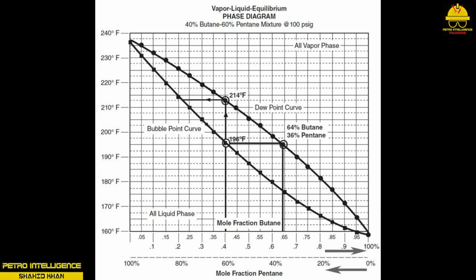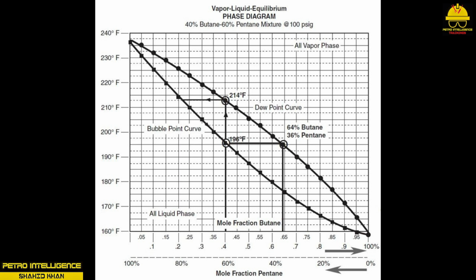It is important to remember that the bubble point is defined as the specific temperature where the mixture first produces vapor. The dew point is defined as the temperature where the first drop of liquid forms. Looking at the curve, we see that the bubble point for our mixture is 196 degrees Fahrenheit at 100 psig. If we had a mixture that included a butane mole fraction of 0.6, or 60%, and 40% for the pentane, the bubble point would be 180 degrees Fahrenheit. We can also see that a 0.4 butane mole fraction would have a dew point of 214 degrees Fahrenheit.